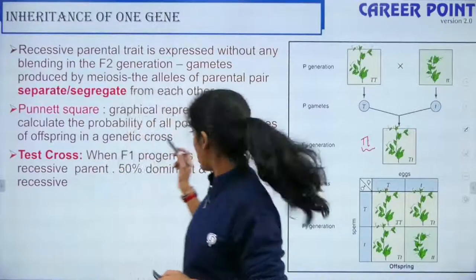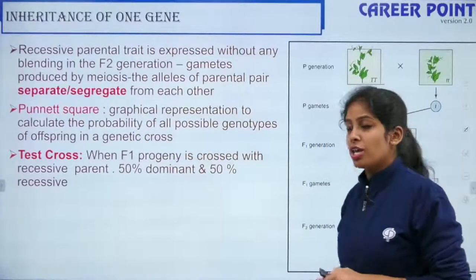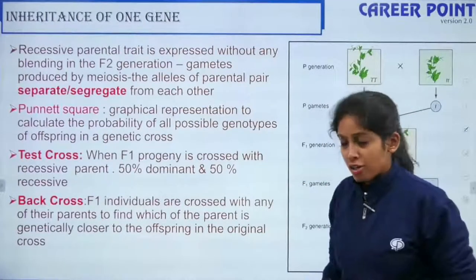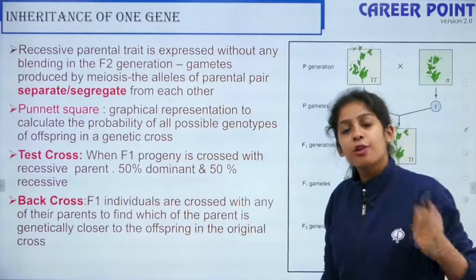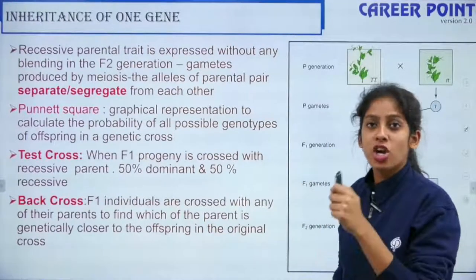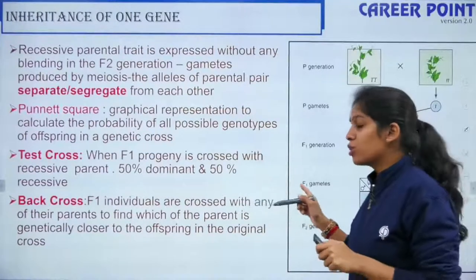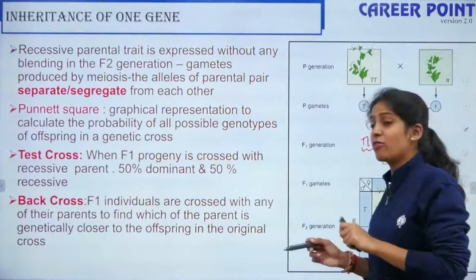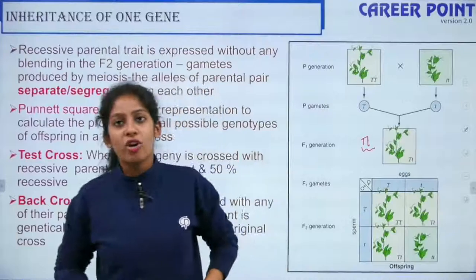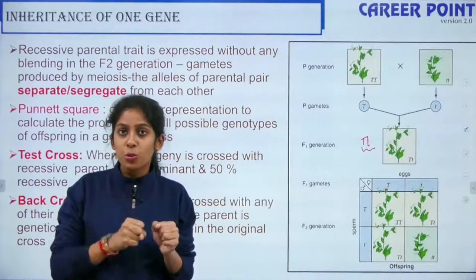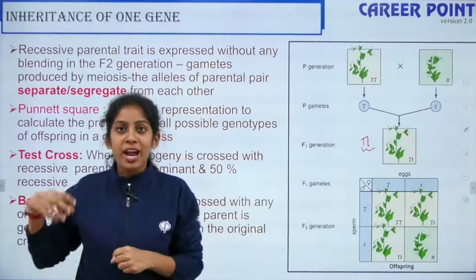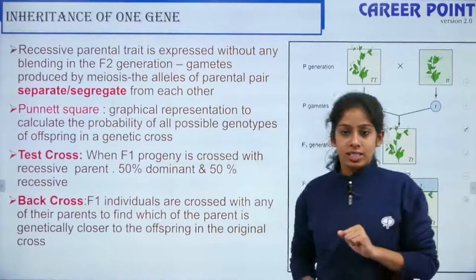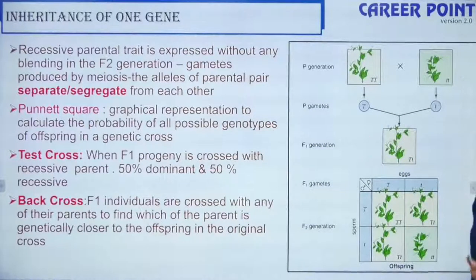In a test cross, when the F1 progeny is crossed with a recessive parent, you have 50% dominant and 50% recessive. Now, what is a back cross? If the F1 individuals are crossed with any of their parents, all test crosses are back crosses. F1 individuals are crossed with any of their parents to find which parent is genetically closer to the offspring in the original cross. If I cross it with any of the parents, I know to which parent the offspring is closer. But if I do a test cross, I can find the genotype of the organism, the type of alleles present in the organism. So this is my back cross and my test cross.